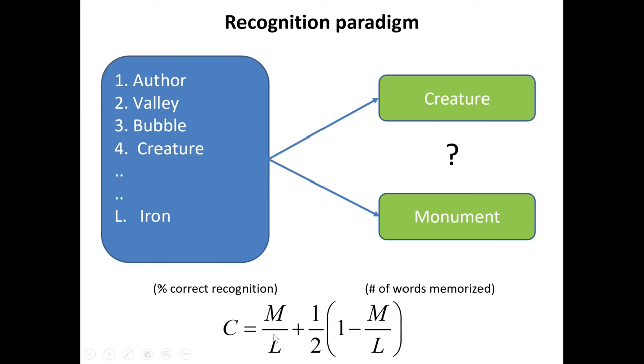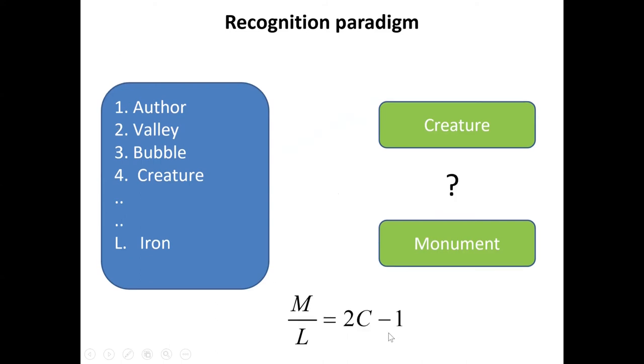So the chance is M over L. If you pick a word that you don't remember, then you'll give a random answer, so the chance to have a correct answer will be one half. That's very easy algebra, and then you invert this, and then you can recalculate the number of words that you remember from this simple equation.